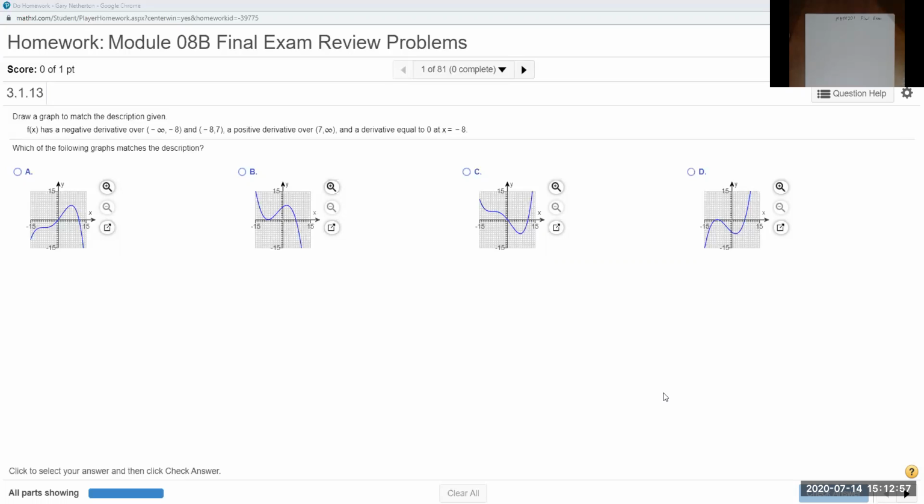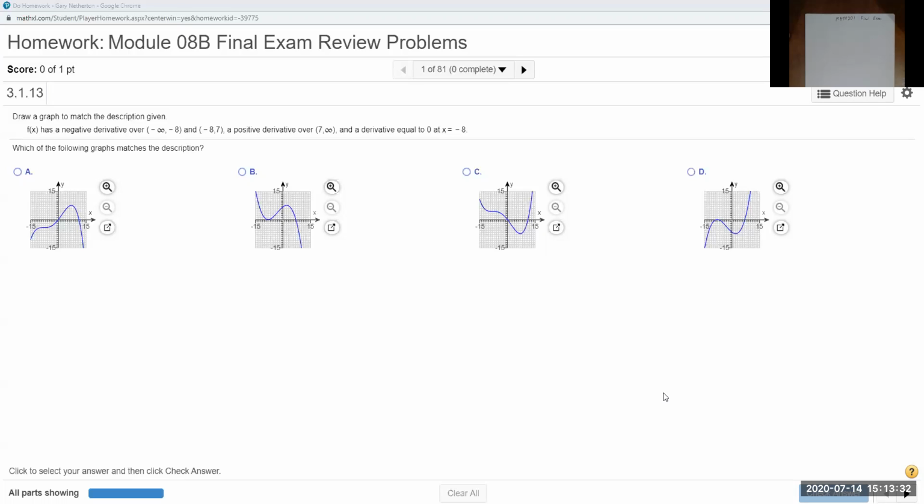It says draw a graph to match the description given. So here's a multiple choice question. There are 4 possible answers, and it gives us some information about positive and negative derivatives, and also when the derivative is 0. Now there's 2 ways to do this kind of problem. You can always do a process of elimination and figure out which one's correct. Or you can take the information you're given and come up with the graph and see which one matches.